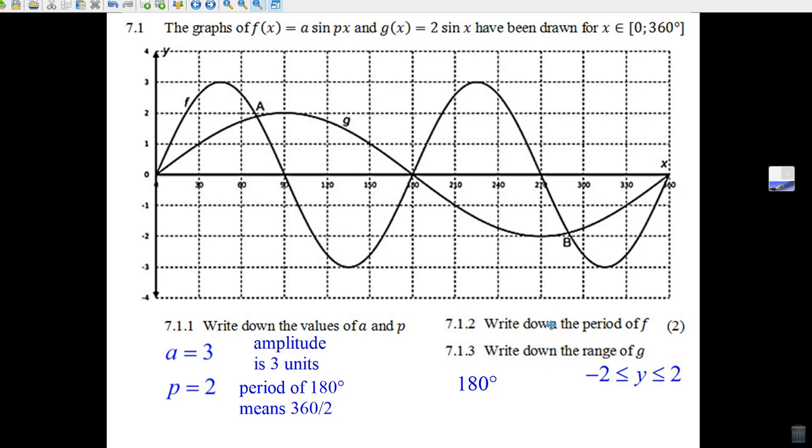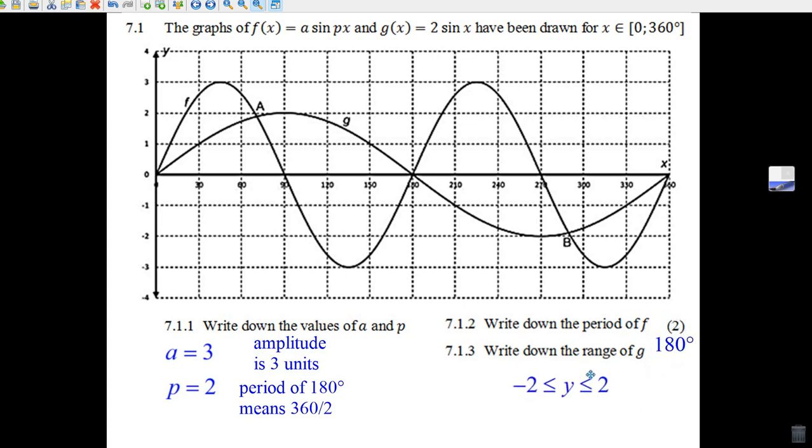Now it says write down the period of f. Well, you have to know a period is the distance in degrees it takes to go through a complete wave. Well, look here. It goes from 0, up, down, back, comes back after 180 degrees. You could look at it some other place too. You could go here, down, up. It's 180 degrees between 90 and 270 to go through a complete wave. So that's why the period of f is 180 degrees.